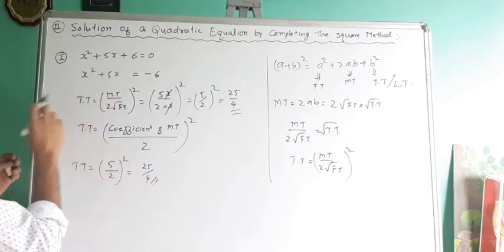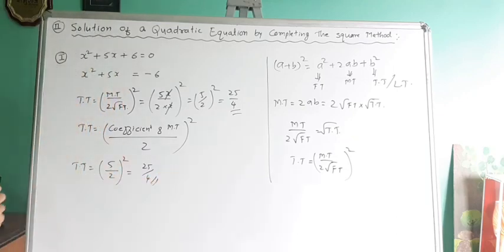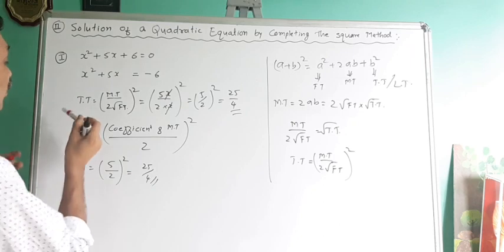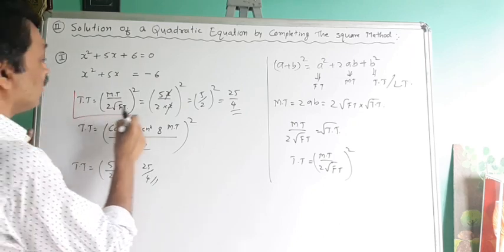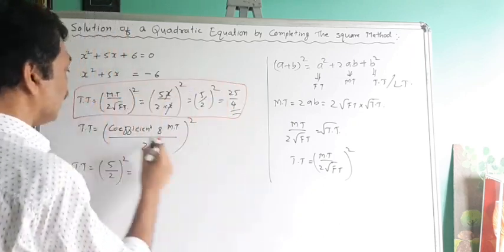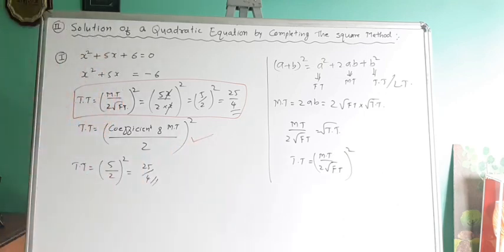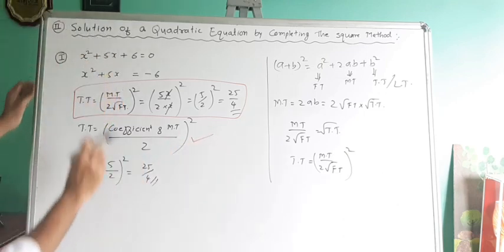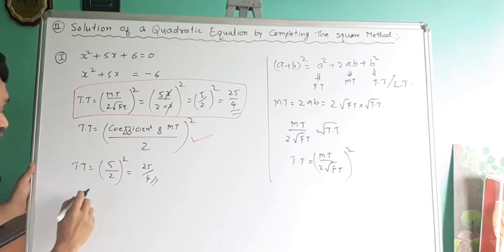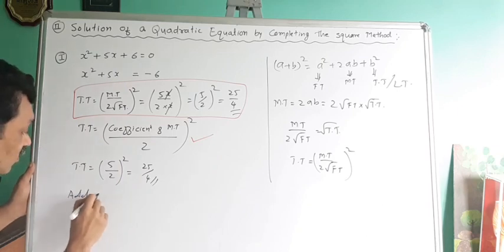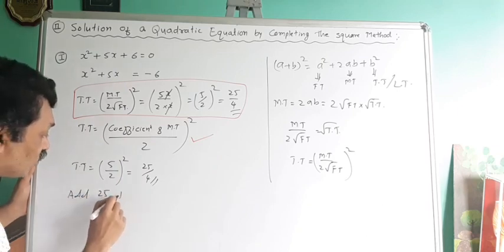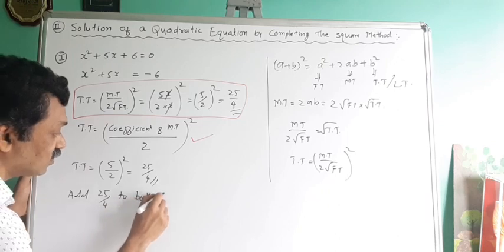So hereafter we will not use the earlier formula, we will use this formula. Now we got the last term, so we have to add it here. So add 25 upon 4 to both the sides.